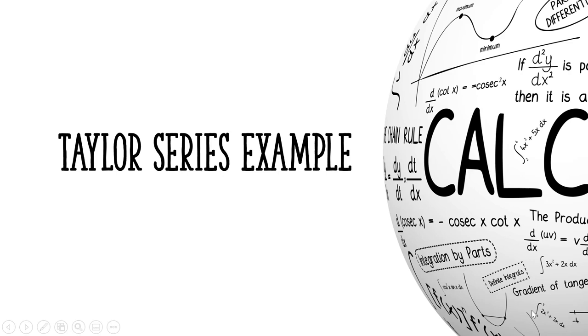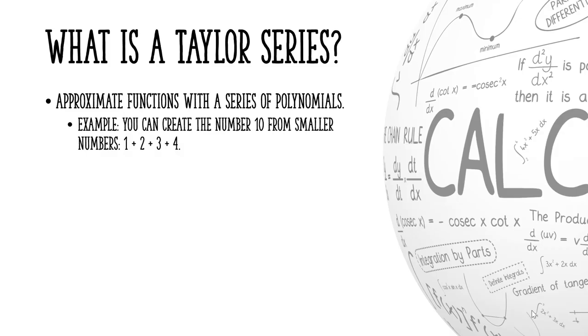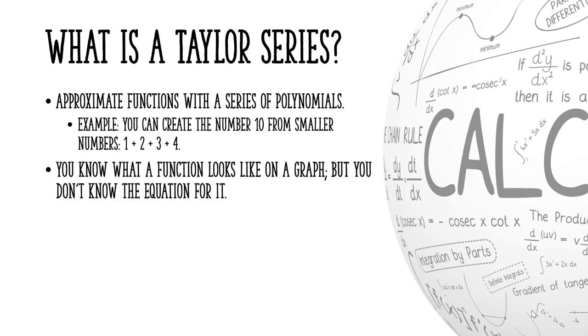In this video, I'll show you the Taylor series formula and I'll work through an example. A Taylor series is a way to approximate a function with a series of polynomial functions. In other words, you're creating a function from lots of other smaller functions. As a simple example, you can create the number 10 from smaller numbers like 1, 2, 3 and 4. In the same way, you can piece together simple polynomials to create a more complicated function.